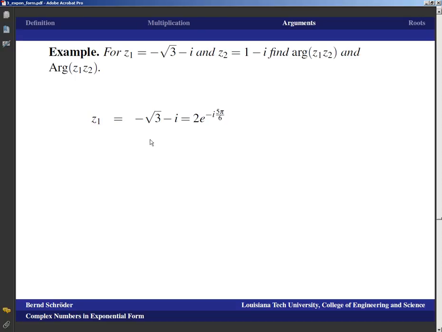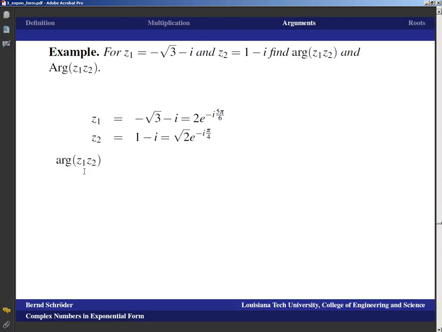My mistake was that negative root 3 minus i is not in the fourth quadrant, it's in the third quadrant, and that means we have to get our pi over 6 and then subtract pi in order to stay between negative pi and pi, so that means that really is 2 times e^(-i·5π/6). Sorry about the confusion there. z2 is 1 minus i, which is a whole lot easier. That one actually is in the fourth quadrant. The magnitude is root 2, and the angle is negative pi over 4.